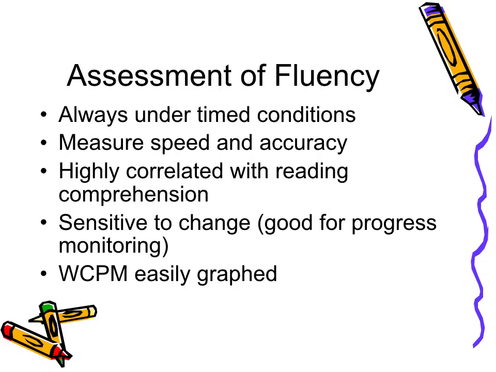Students' fluency will always be evaluated under time conditions because of that rate component. So there will always be a time constraint or a measurement of time so that we can determine the student's rate of reading. We're concerned not only with the speed but also with the accuracy. And reading comprehension is highly correlated with reading fluency, meaning that students who are fluent readers, we have found, are often also readers who can comprehend what they're reading.